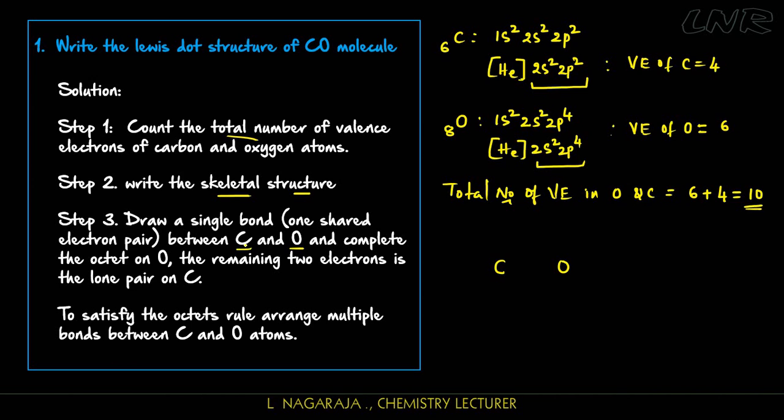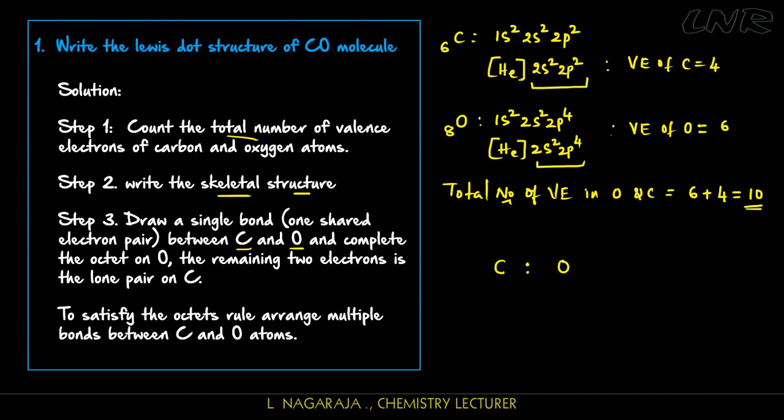Here the atoms are carbon and oxygen. So we have to write one pair of electrons between the atoms and complete the remaining octet of the oxygen atom. We have a total of 10 valence electrons, from both the carbon as well as the oxygen. We have to distribute these 10 electrons to the carbon and oxygen. First we write one pair of electrons between the carbon and oxygen, and then the remaining electrons are transferred to the carbon.